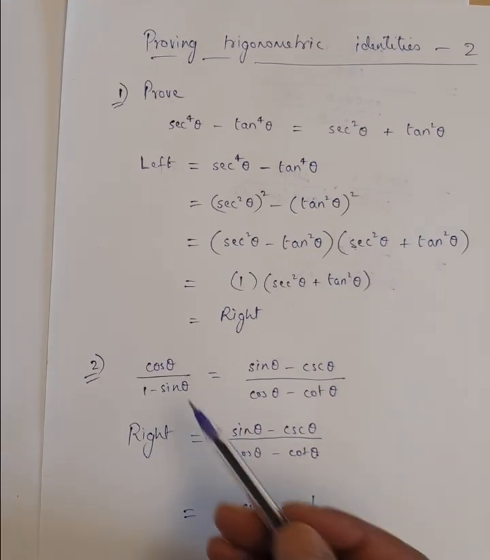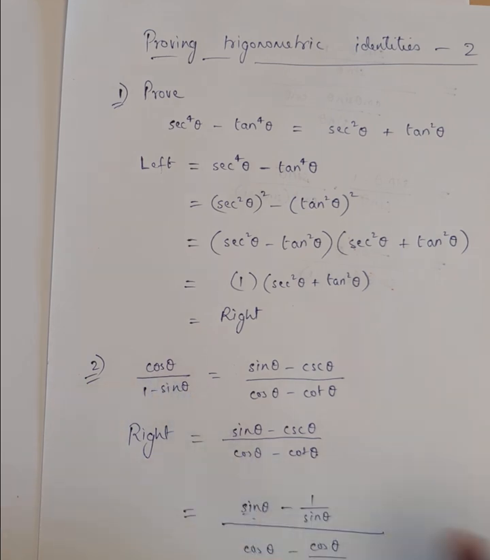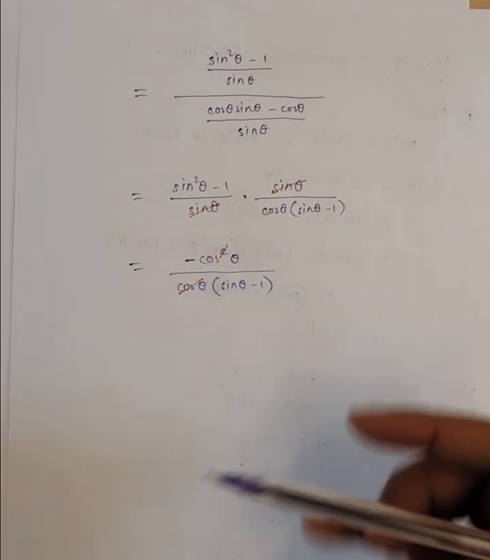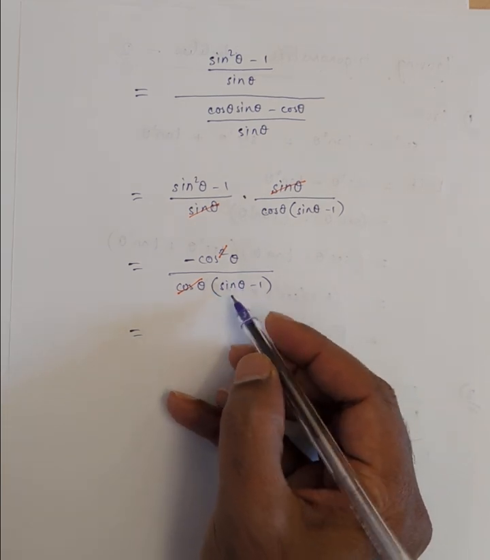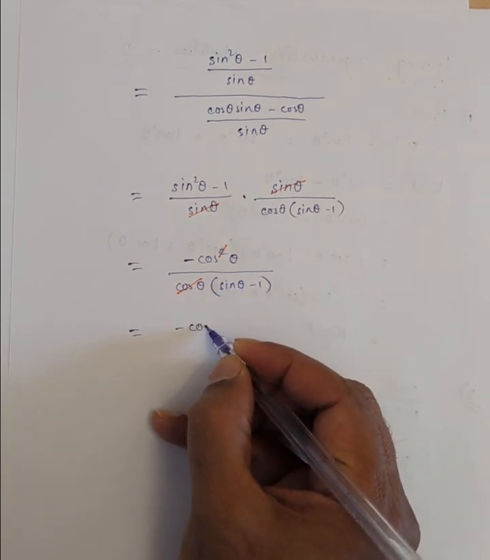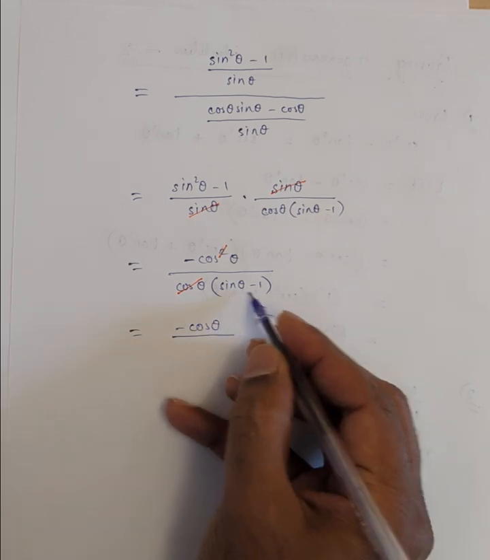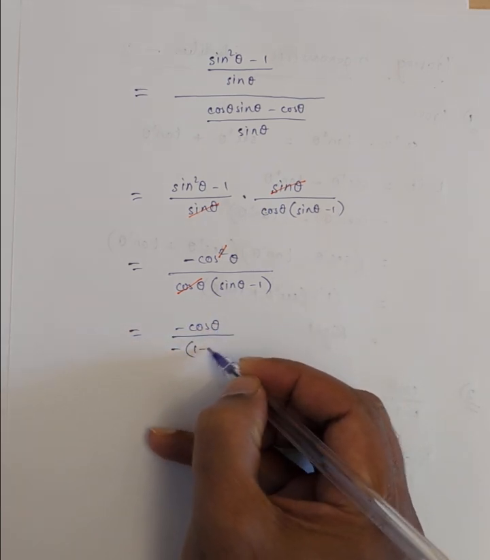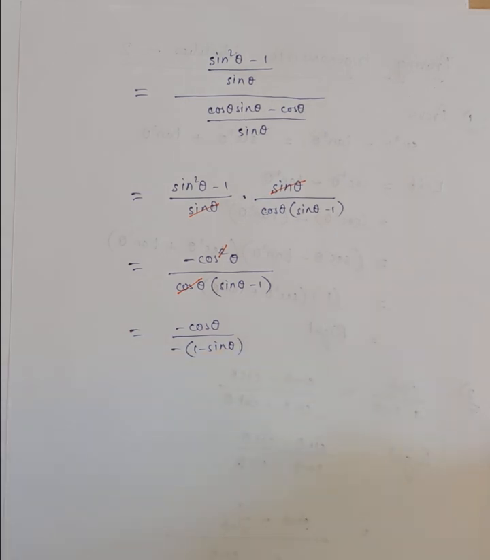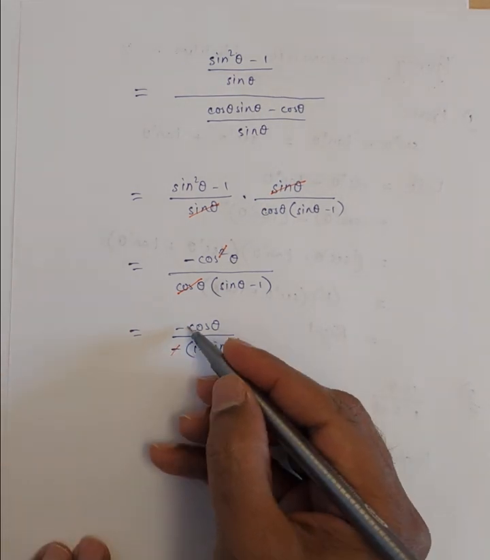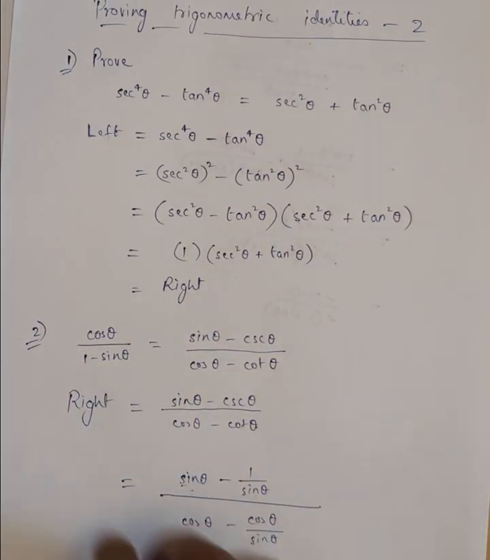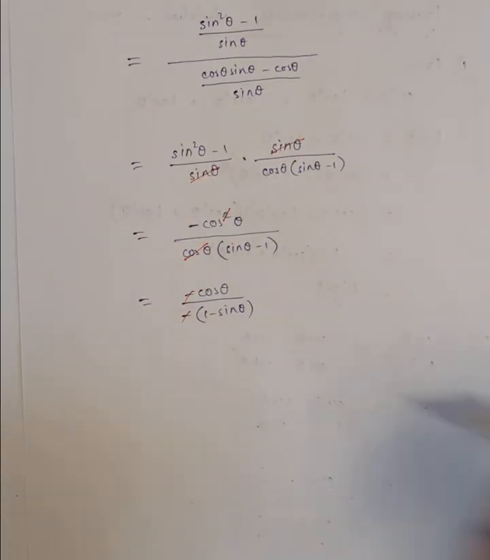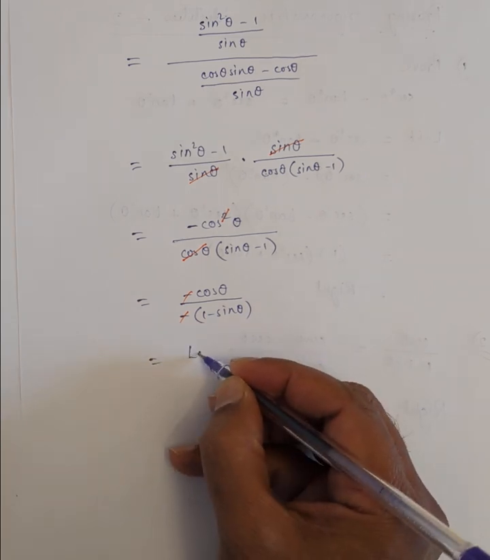Now does this look like our left side? Well, the left side is positive cos theta. Here I have negative cos theta. So now notice that I could rewrite this expression as negative cos theta over negative of 1 minus sine theta. And if I cancel the negatives, then this exactly looks like the left side, which is what we wanted to prove. So this is equal to the left side.